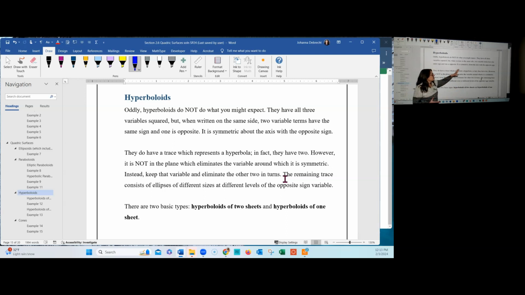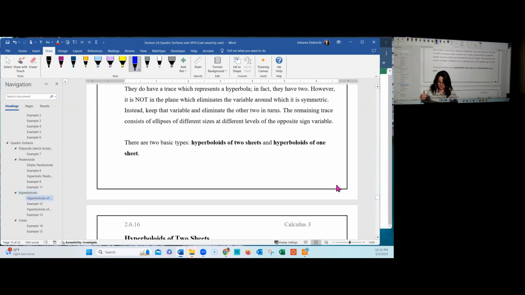All right, now it will be symmetric about the axis of the variable that we've solved it for. They do have a trace which represents a hyperbola. In fact, this time they have two of them, but it's not in the plane which eliminates the variable around which it's symmetric. Instead, we keep that variable and we eliminate the other two one at a time, and that will give us the traces. The remaining trace consists of ellipses, oddly enough, of different sizes at different levels of the opposite sign variable. There are two basic types. There's a hyperboloid of two sheets and a hyperboloid of one sheet.